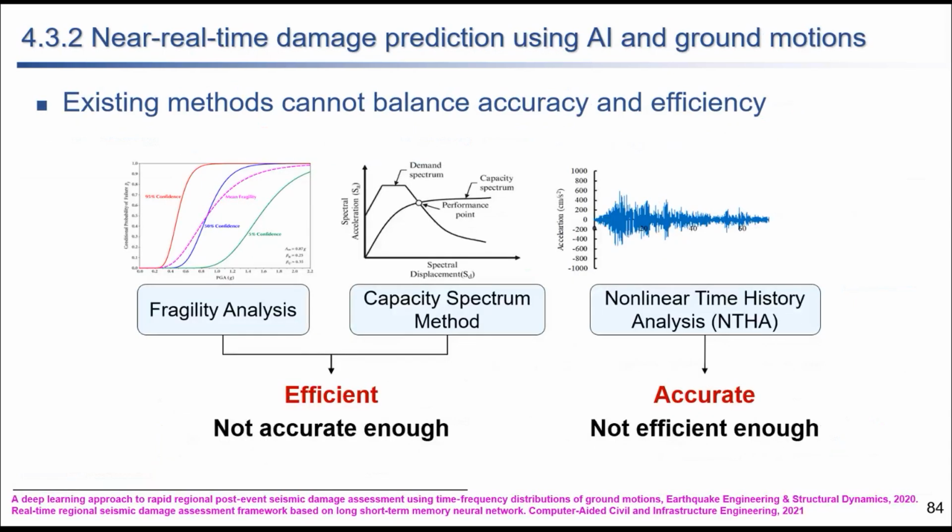And also after an earthquake, we want to predict the seismic damage to different areas. We have the Fujita model, we have the capacity spectrum model. They are very efficient, but they are not accurate enough. Time history analysis is accurate, but it's very time consuming. And how do we combine these advantages together?